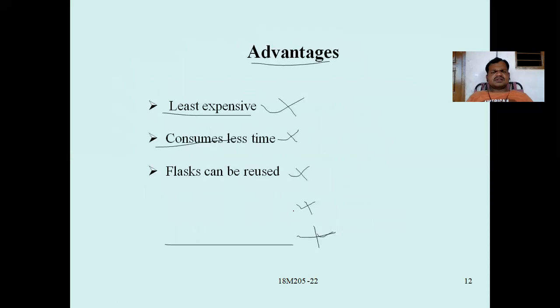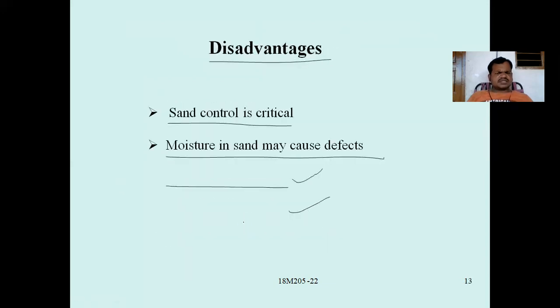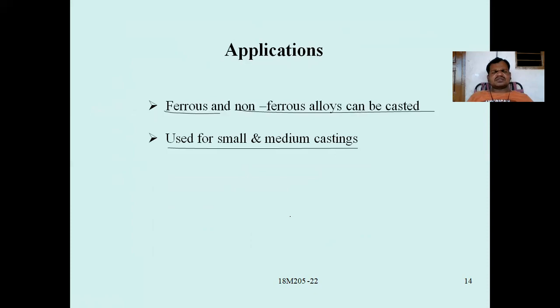Coming to advantages: least expensive and consumes less time, flasks can be reused, less distortion problem, less danger of hot tears. Disadvantages: sand control is critical, moisture in the sand may cause defects, surface finish is poor, and molds lack strength. Application: ferrous and non-ferrous metals can be cast. Used for small and medium castings.